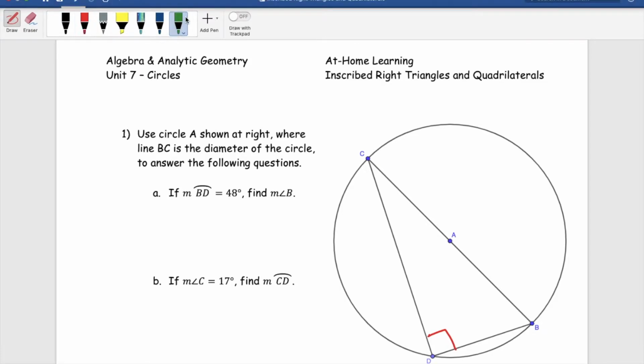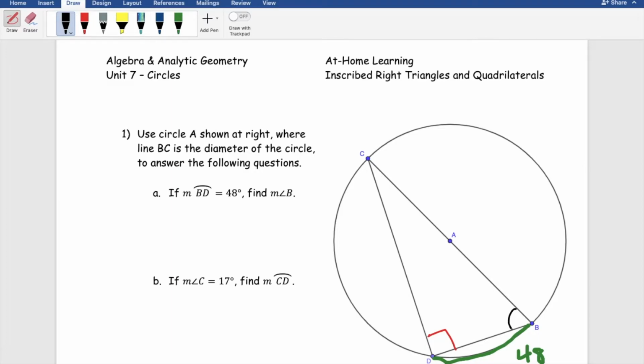So let's jump into these two examples. Part A, if the measure, please remember what that little m stands for, the measure of arc BD is 48 degrees. Not saying that this is 48 units long in any way, saying that from here to here is 48 degrees out of the 360 degrees of the circle. So here's what we know. What we're asked to find is the measure of angle B.